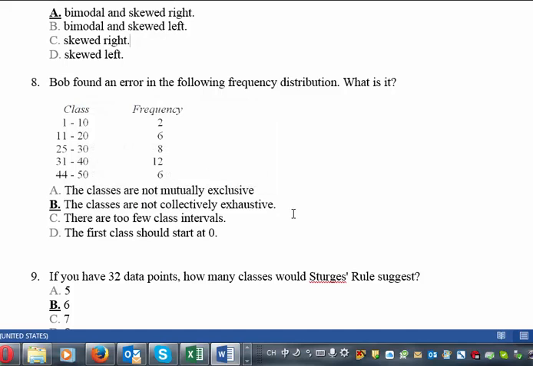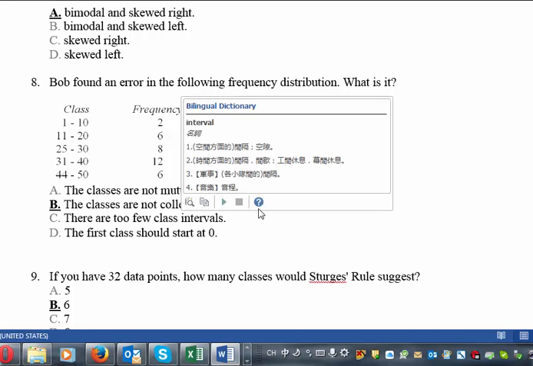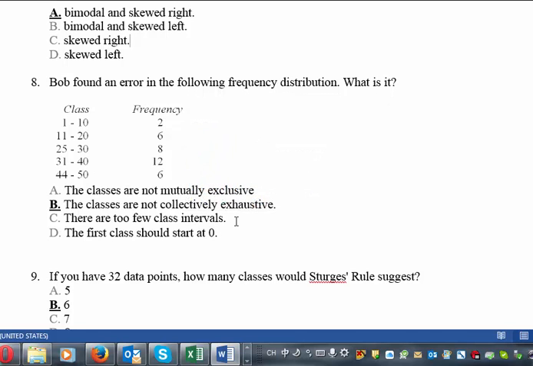But B, the classes are not collectively exhaustive. Is that right? Yes, that actually is the correct answer, because they're not exhaustive. What if the number is between 20 and 25? Let's say the number is 21, 22, 23, or 24. It's not in any of the categories, so it's not covering all the possibilities. So it's not collectively exhaustive. Sturges' rule and starting the first class at 0 are not the issue, since you don't have to start at 0. Okay, so B is the correct answer.